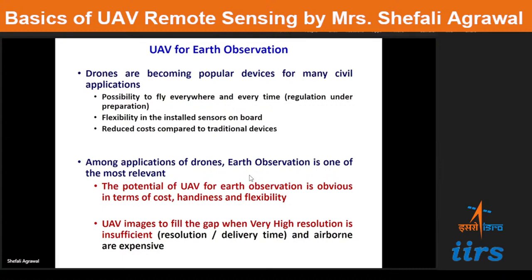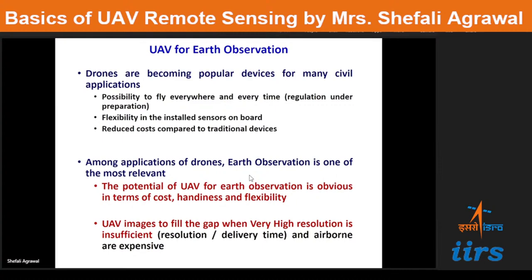And another advantage is that they fill the gap where you want very, very high resolution data sets, which are not available from space or ground-based platforms. So in a way, we can say drones or UAVs play a key and complementary role in remote sensing technology, especially for certain applications.